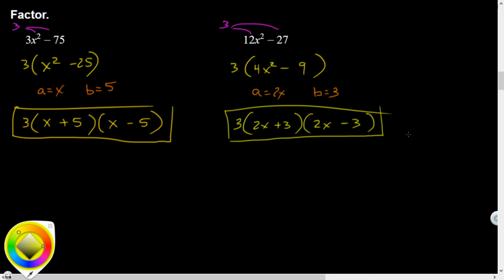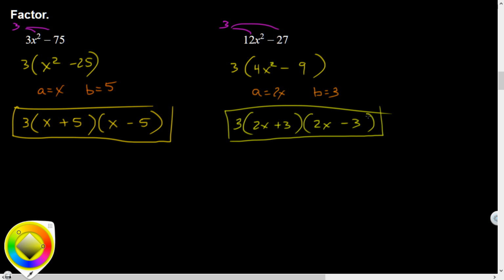So, ladies and gentlemen, we just factored. I factored out the 3, and what was left inside were 2 perfect squares. Right, 4 is a perfect square, 9 is a perfect square, x squared is a perfect square, and they were being subtracted. And so a would have been 2x, and b would have been 3, and then a plus b, a minus b. That's all I do. So that's the pattern we learned today.